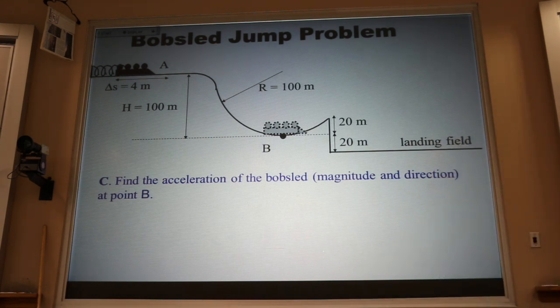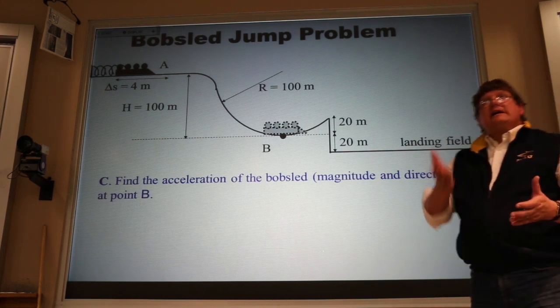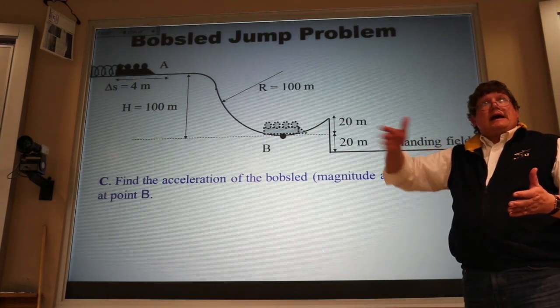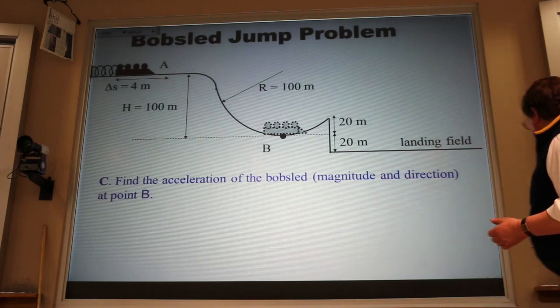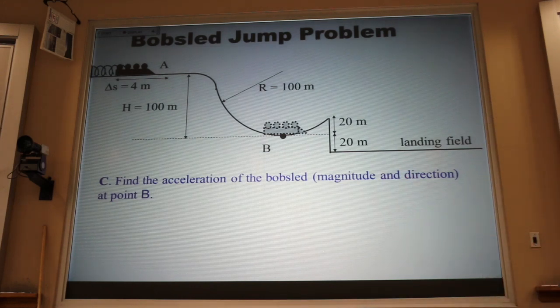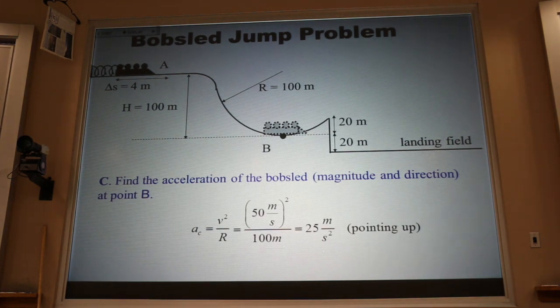At that point, the only kind of acceleration we have is turning. And it's in a circular path, so that's going to be centripetal acceleration, v squared over r. The v is given as 50 meters per second. The radius is given as 100 meters. That gives me an acceleration of 25 meters per second per second.